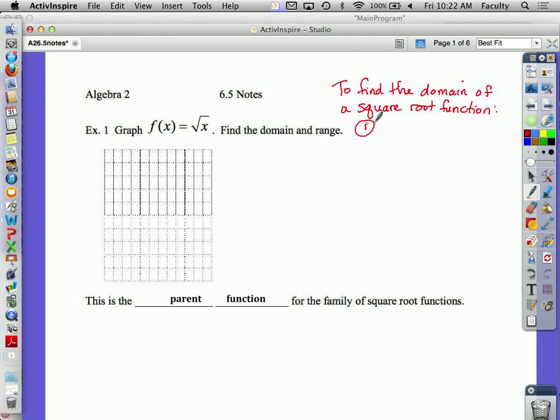Step 1, set the radicand greater than or equal to 0. Step 2, solve for x.